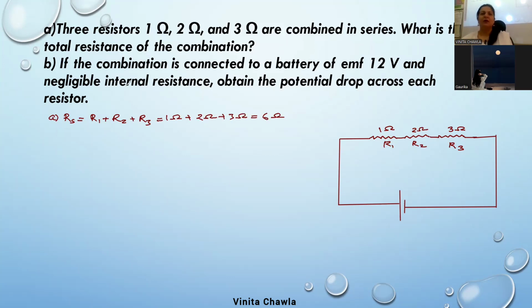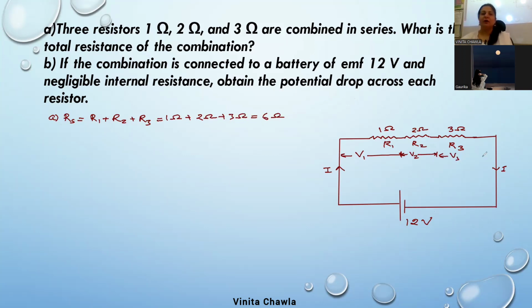This was easy. Second, if the combination is connected to a battery of EMF 12 volts and negligible internal resistance, so we are assuming small r to be 0, obtain the potential drop across each resistor. In a series combination, we have a different potential drop across each resistor and the current is the same. The current across each resistor is the same while the potential difference is different. So let V1 be the potential drop across this resistor, V2 across this, and V3 across this resistor.